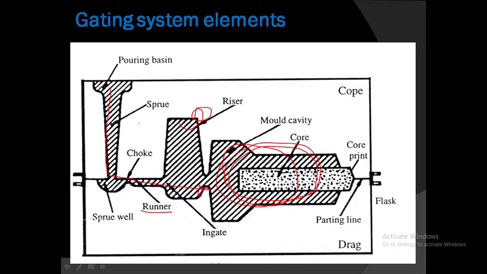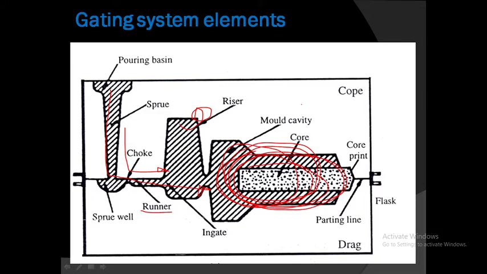Now, what happens if the gating system is not properly designed? Then it may affect the production. It causes bad casting. So whatever the bad casting is, the defect is generated if the risers or gating system is not properly designed or positioned. Okay, so this is the importance of the gating system.